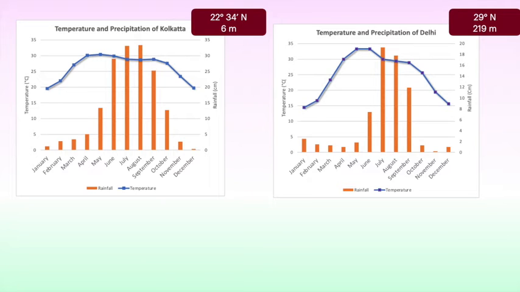Then Kolkata. See the temperature line graph. Somewhat static temperature prevails from April to October. Apart from this, temperature starts to decrease on both sides of this static line. As far as rainfall is concerned, Kolkata also receives rainfall mostly from the southwest monsoon, June to September. Thereafter, rainfall starts to decrease from October onwards.